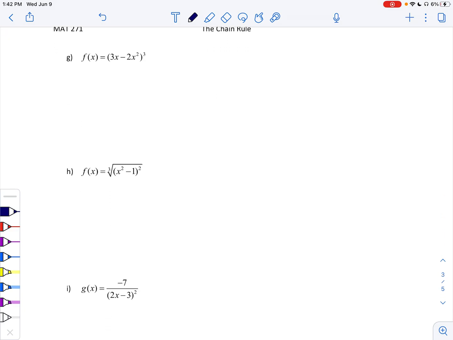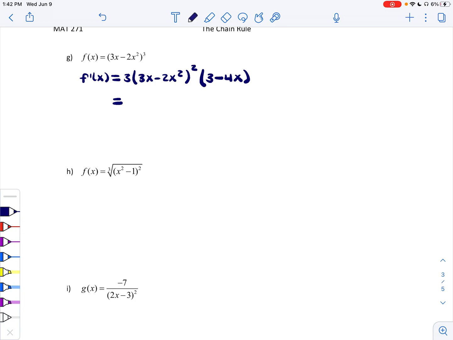All right, next example. We have 3x minus 2x squared quantity cubed. So on this one, the cube is our outside function, and the 3x minus 2x squared is our inside function. So for our derivative, we start with the cube. So pull the 3 down, and then subtract 1 from your exponents. That becomes a power of 2 now. And then chain rule, we multiply by the derivative of the inside function, which would be 3 minus 4x.